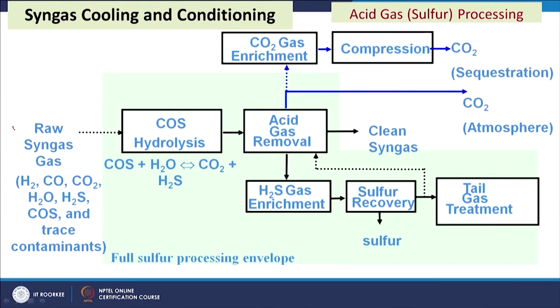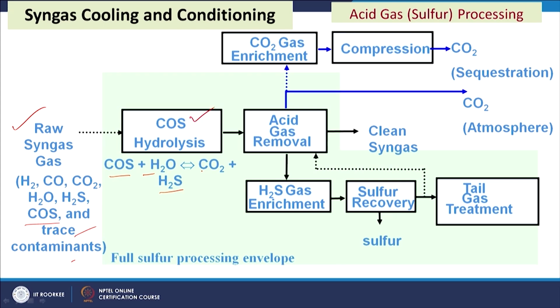Now, we will see how the acid gas components can be removed. Acid gas components like SOx, carbon dioxide, H2S etc. present in the syngas can be removed through specific treatment steps. This flow sheet shows raw syngas which has hydrogen, carbon monoxide, H2O, H2S, COS and trace contaminants. First, the COS reacts with H2O to form H2S and CO2. That is the hydrolysis of COS.